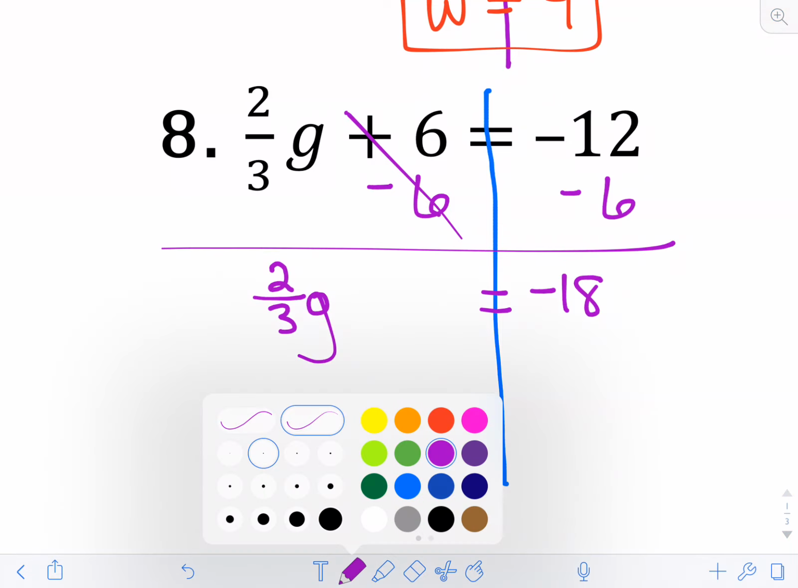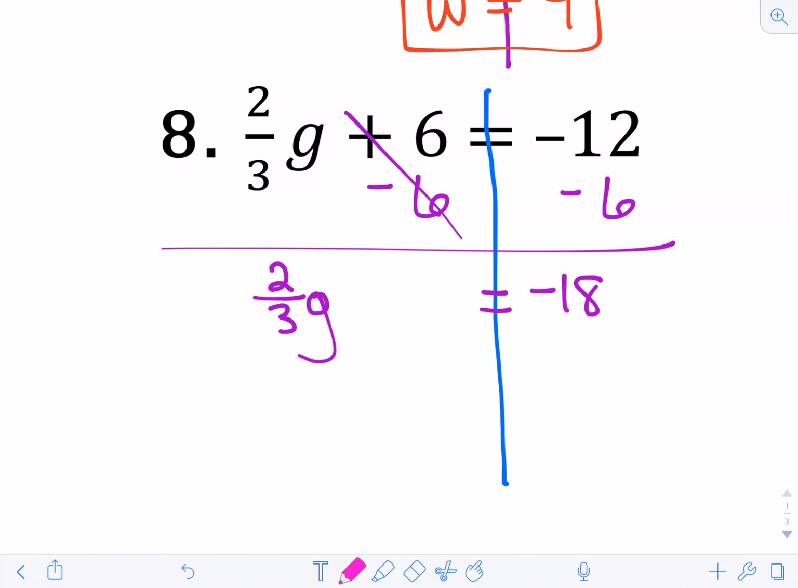Okay, so here comes the fun part. I need to get G all by itself. So what I'm going to do is multiply by the reciprocal. So that's going to be 3/2. And that means over here I get to do 3/2. So anytime you take a fraction and multiply by the reciprocal, all this stuff here cancels each other out, and you're left with whatever variable we have. In this case it is G.